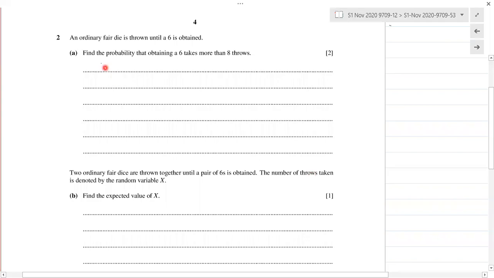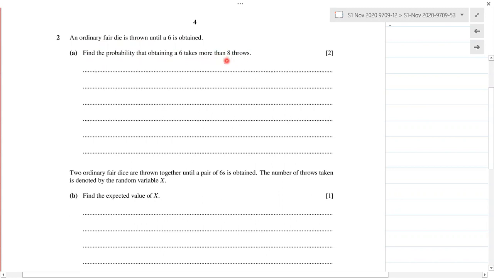Okay, question number two. An ordinary fair die is thrown until a 6 is obtained. Find the probability that obtaining a 6 takes more than 8 throws. Number of trials? Missing. There's no number of trials given. It just says an ordinary fair die is thrown until a 6 is obtained.